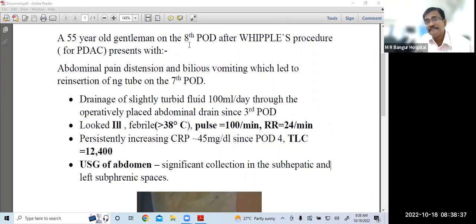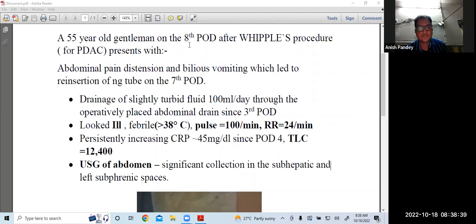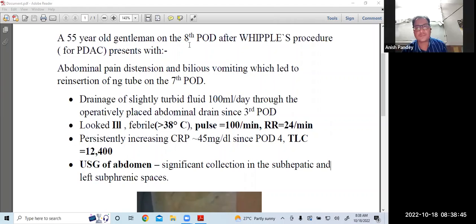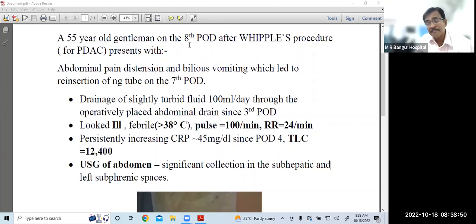The patient is sick. He is having fever. I don't like to explain everything by pancreatic fistula. What might go wrong on the 8th post-op day? Don't forget about chest complications. Don't forget about deep vein thrombosis. Don't forget about other organ failures.